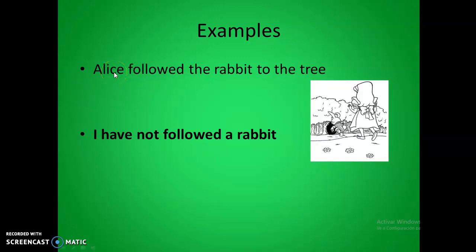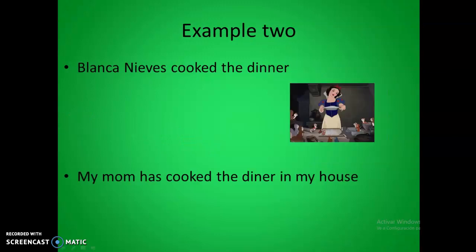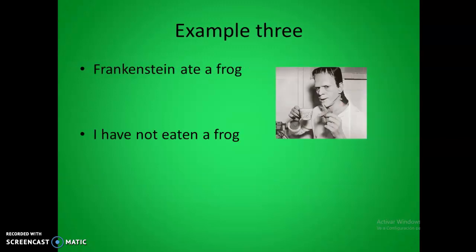Alice followed the rabbit to the tree. An experience in present perfect will be: I have not followed a rabbit. We have another example. Blancanieves cooked the dinner. An example of my experience: My mom has cooked the dinner in my house.